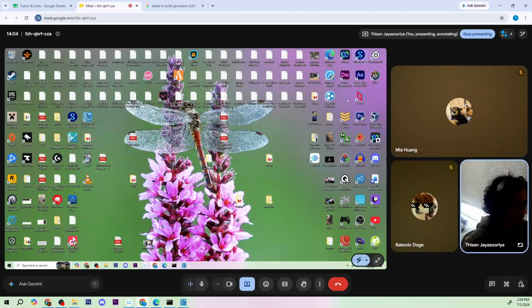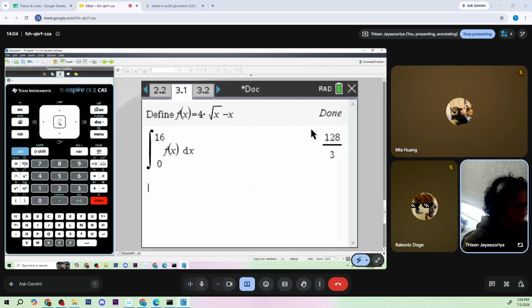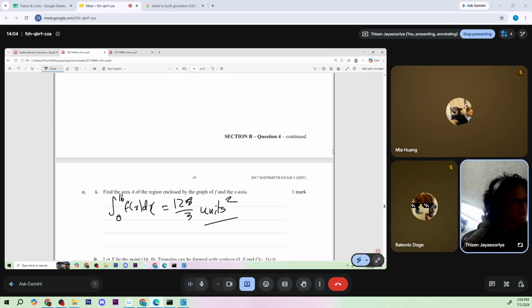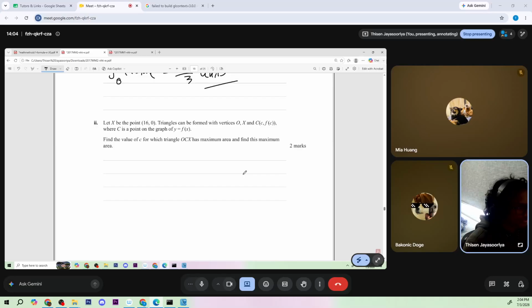So here, keep closing down the tabs that I need. So I get that's equal to 128 over 3. Just remember to say units squared because it is an area.